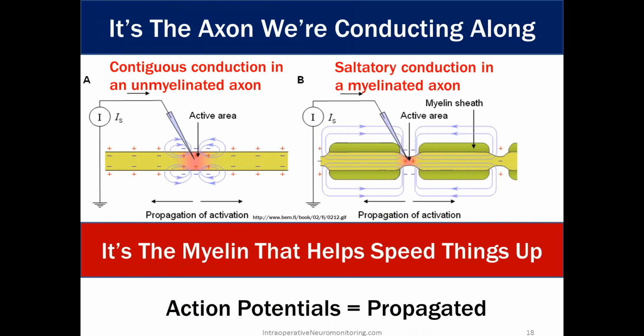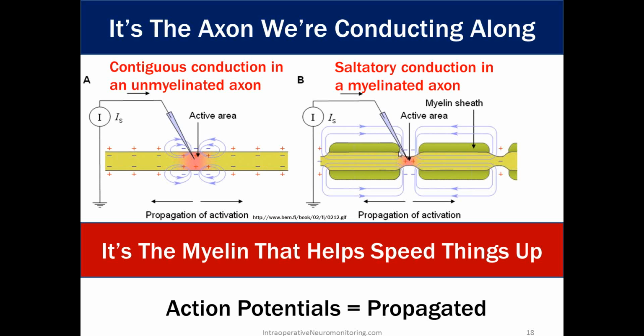So it's the axon we're conducting along. An axon that has very little or no Schwann cell around it or myelin sheath around it has a contiguous or continuous conduction, as in an unmyelinated axon. So it just propagates down the axon itself.